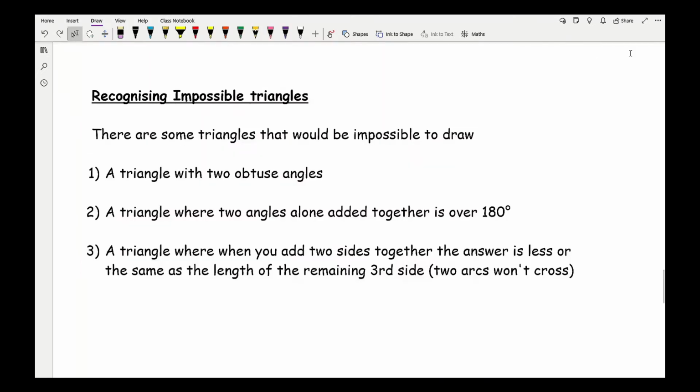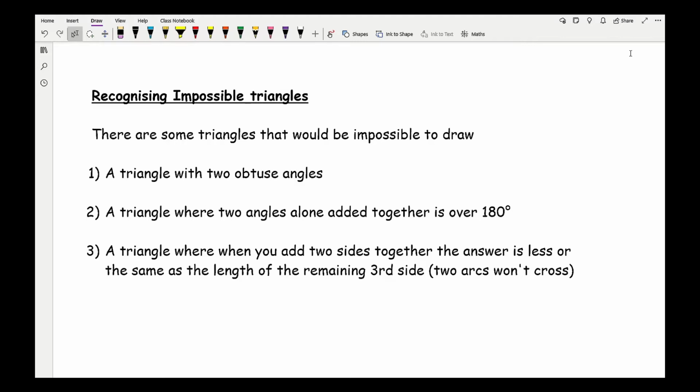Now, as mentioned, a very popular question that comes up is recognizing triangles that you physically cannot draw. There are some triangles that it's impossible to draw, and it's one of these 3 things. So the first one is that you can't draw a triangle with 2 obtuse angles. Again, obtuse means you've got an angle that is more than 90. Now, in a triangle, you've got 3 angles, and if 2 of them are more than 90, then your answer is definitely going to add up to more than 180, because you can't have negative angles.